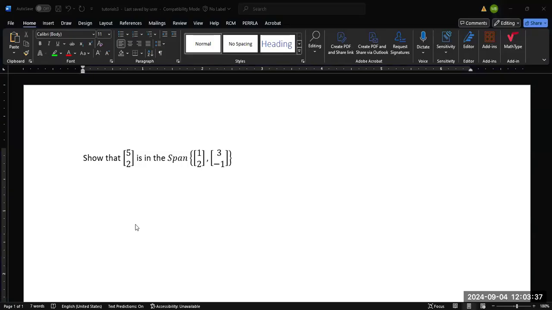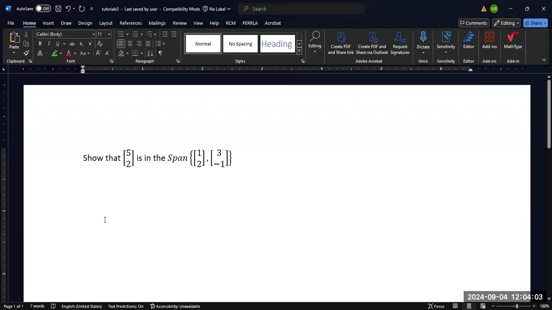All right, so in this video, we're going to look at a span of vectors, and we're going to determine whether or not a vector is in the span of a set of vectors or not. Now, we're going to look at a two-dimensional example, and basically, as long as these two vectors are independent of each other, then our other vector, our two-dimensional vector, will in fact be in the span.